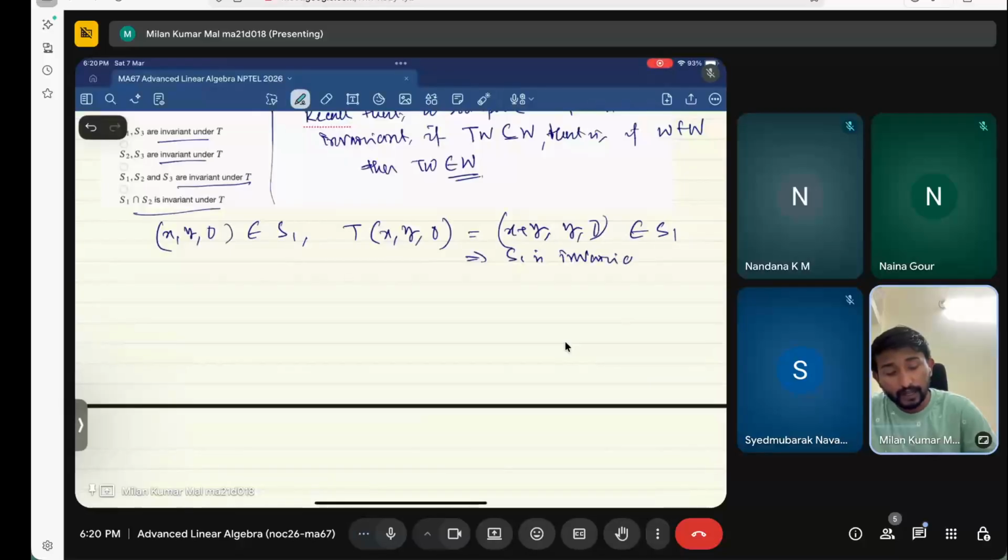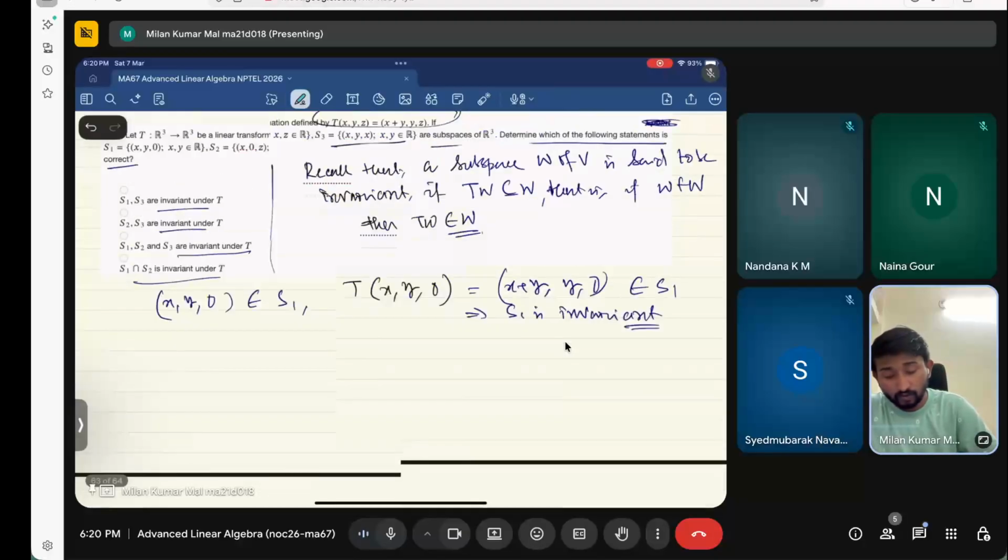So an element will be in S1 if the third entry is 0. This is what it means, right? It does not say that the first and second entries of an element in S1 have to be different. It is not saying that; they can be the same. There is no problem.